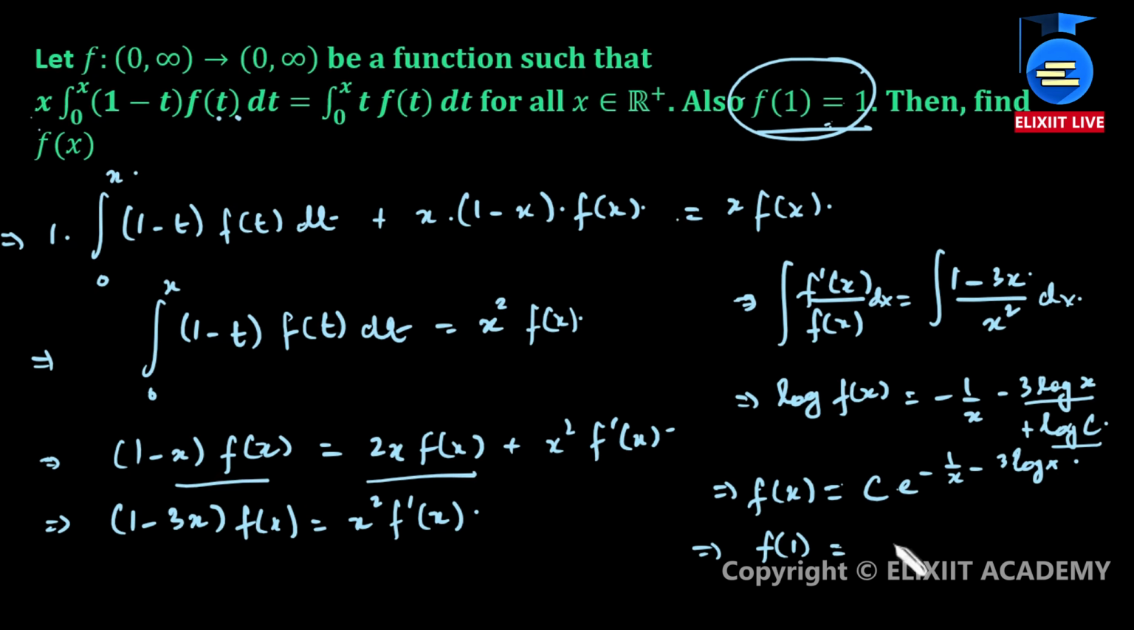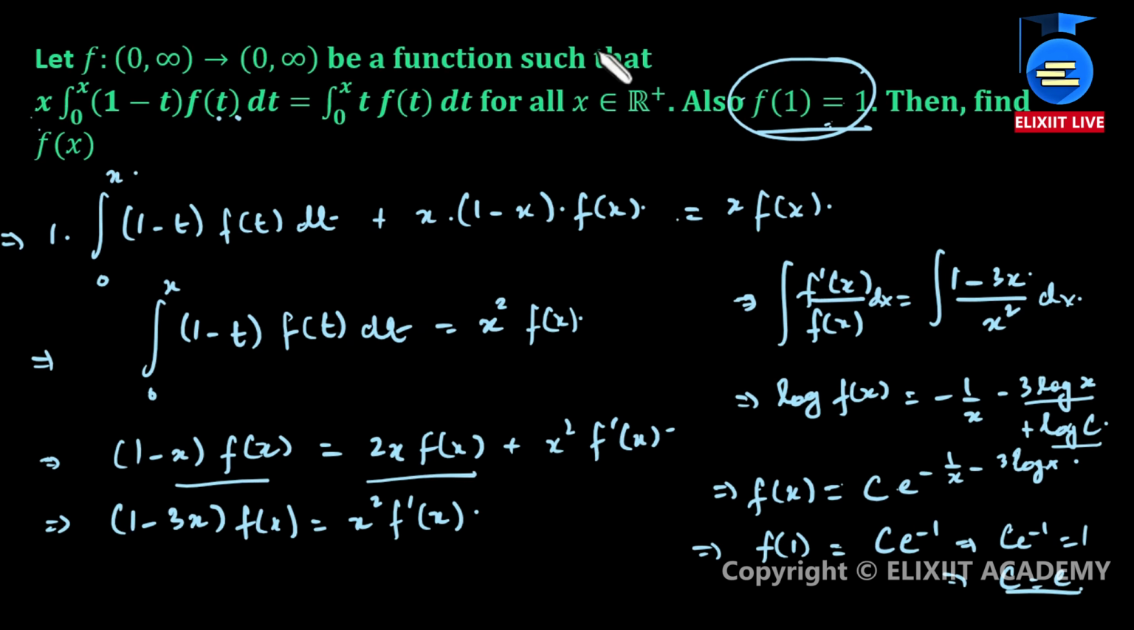f(1) is basically c times e to the power, and log 1 is 0, so this will be e to the power minus 1. And f(1) is given to be 1, so we have c times e to the power minus 1 equals 1. Which means c equals e in this case. You take this e on the right hand side, so this will be (1 by e) whole to the power minus 1, that is basically e itself. So c is e.